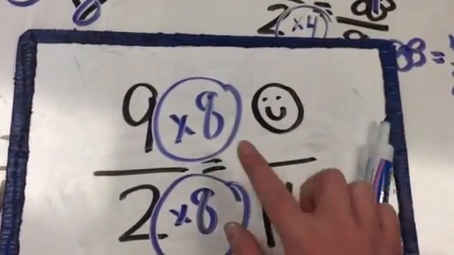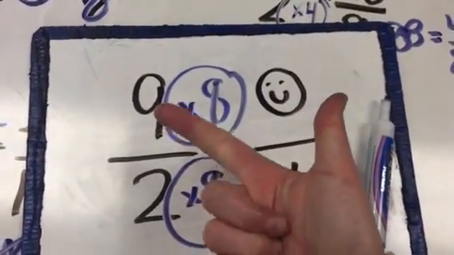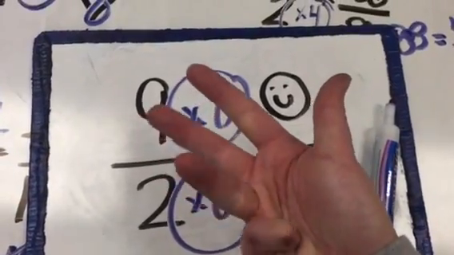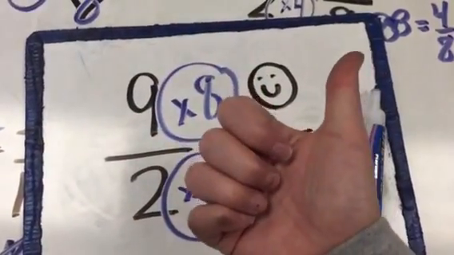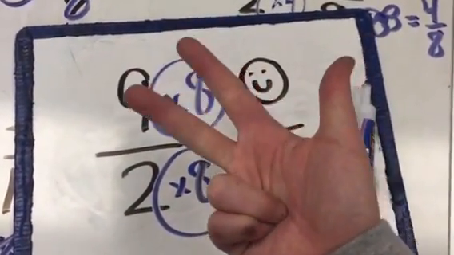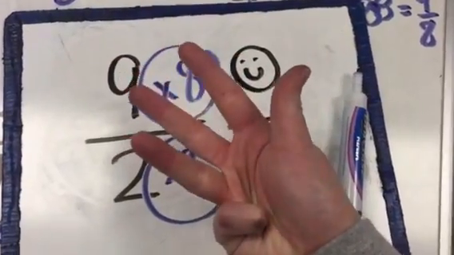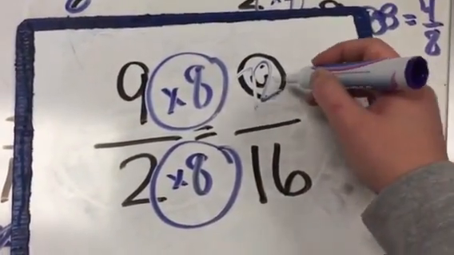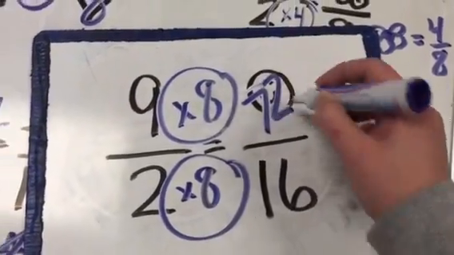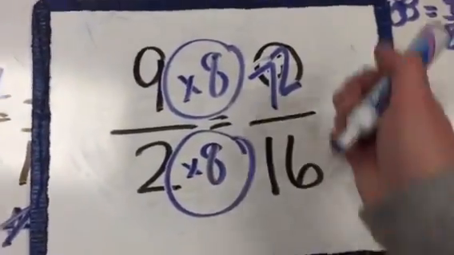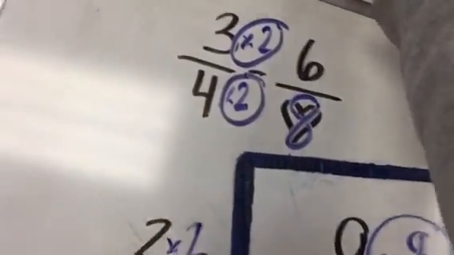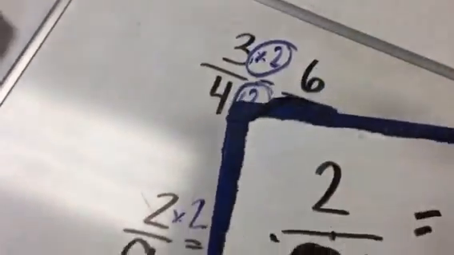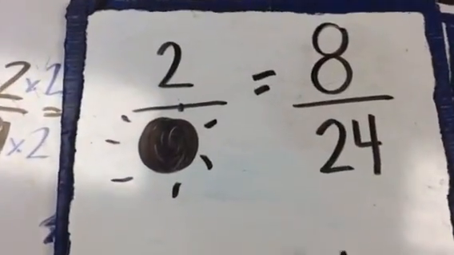9 times 8. I'm going to sing my 8 song. 8, 16, 24, 32, 40, 48, and 56, 64, and 72. 72. So my smiley face is equal to 72. Okay, last one, and we will be done. We're finding equivalent fractions that have a missing numerator or denominator.